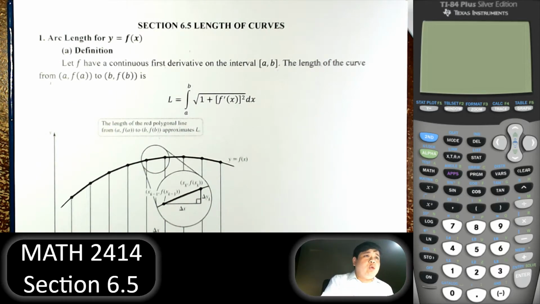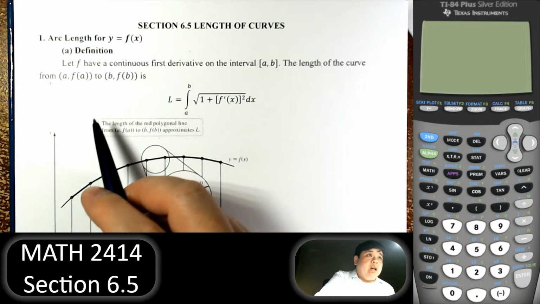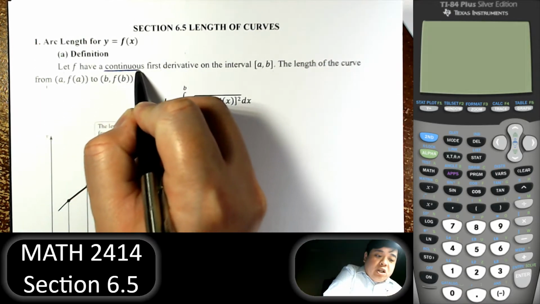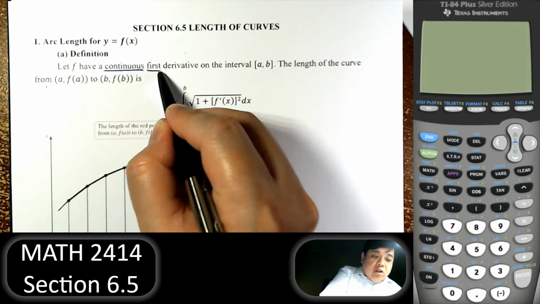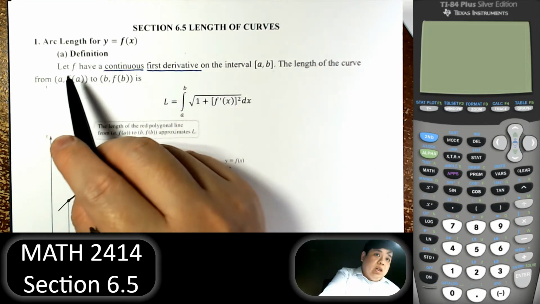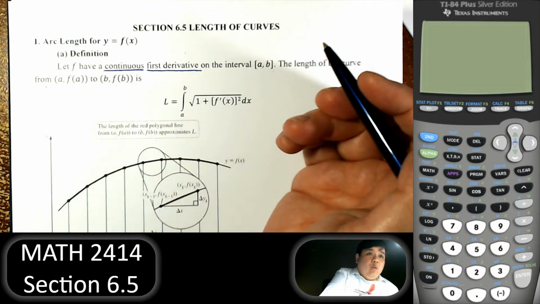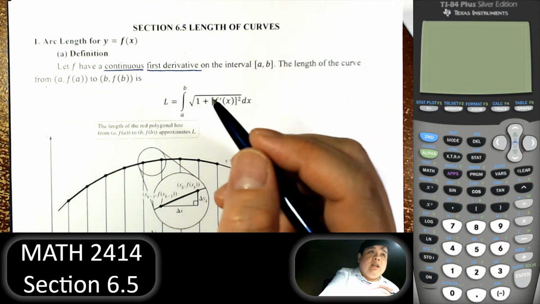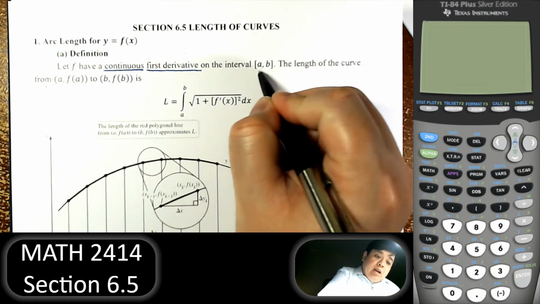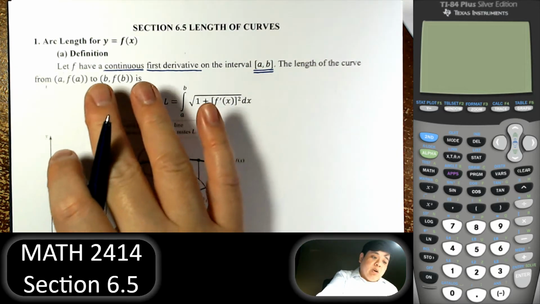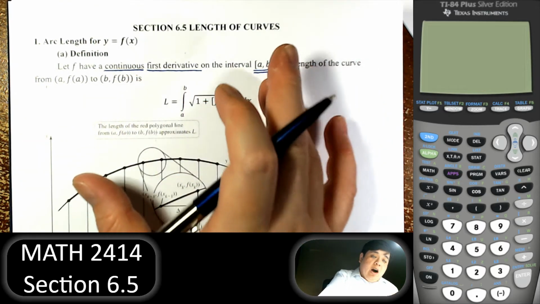So pretty much what we're trying to find is the length of the curve, and the curve is given by a function, and that function has the characteristic that not only is it continuous, it has a first derivative that is also continuous. So it has a continuous first derivative. And why do we need the first derivative? We'll see that in a moment. But the function has a continuous first derivative on the interval a to b.